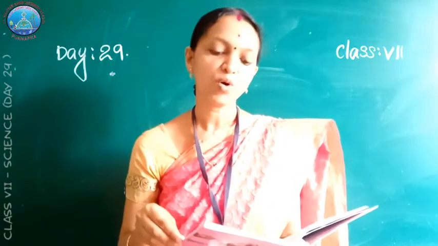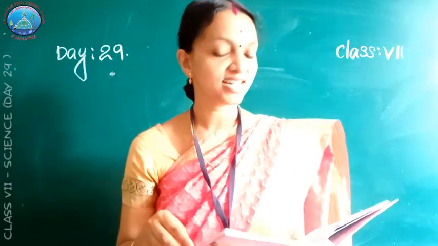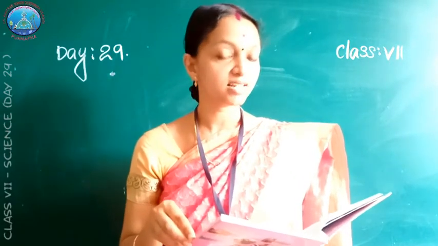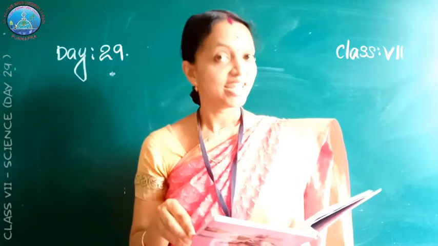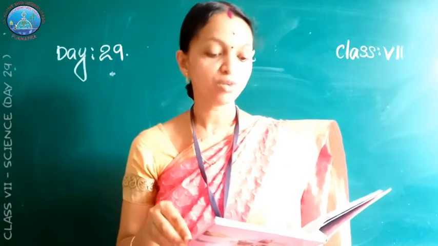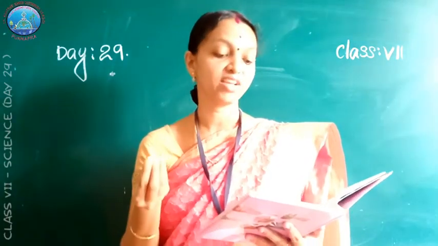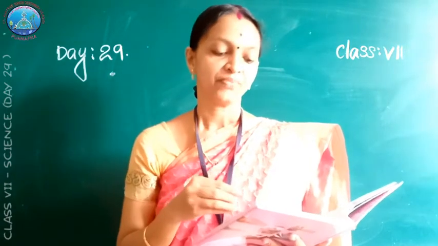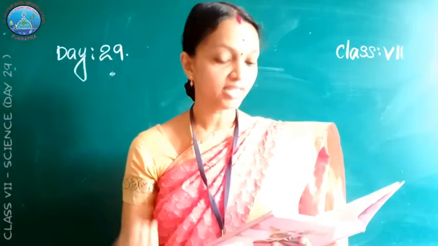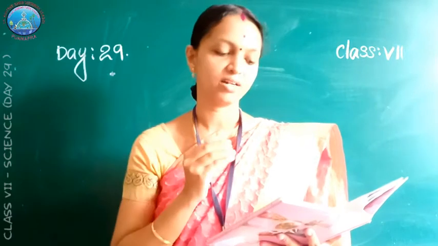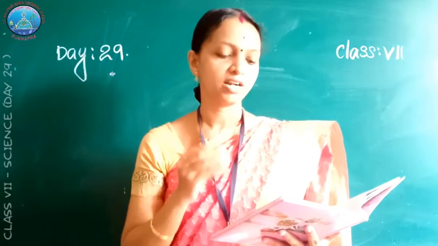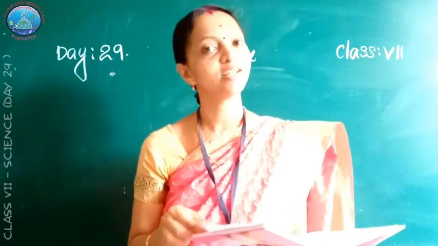Then why is it more comfortable to wear white or light colored clothes in summer and dark colored clothes in winter? Light colored clothes reflect most of the heat that falls on them and we feel more comfortable wearing them in summer. Dark clothes absorb more heat, so we can feel comfortable with dark colored clothes in winter.